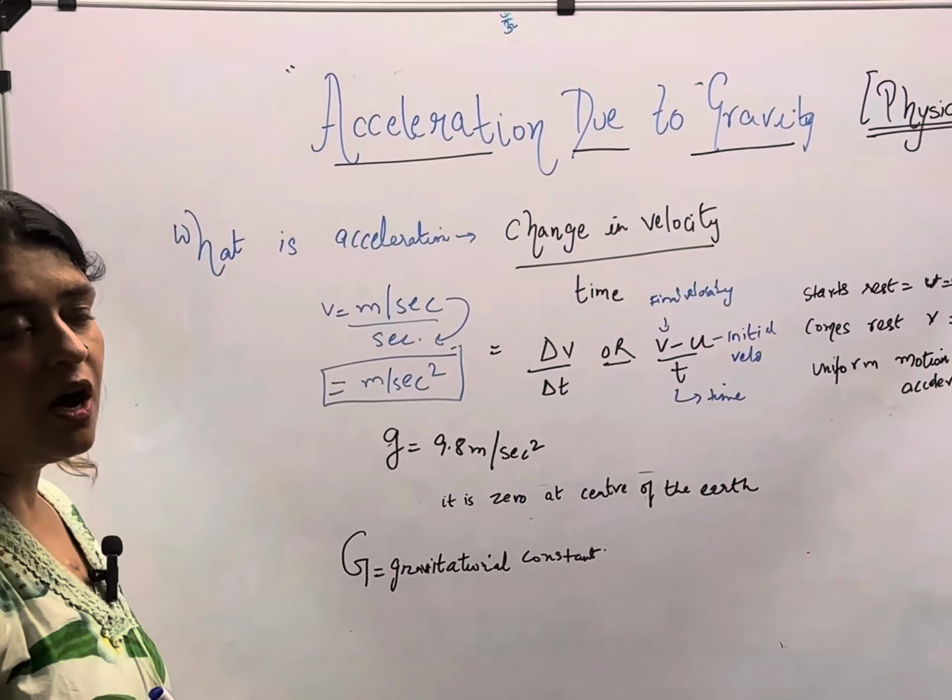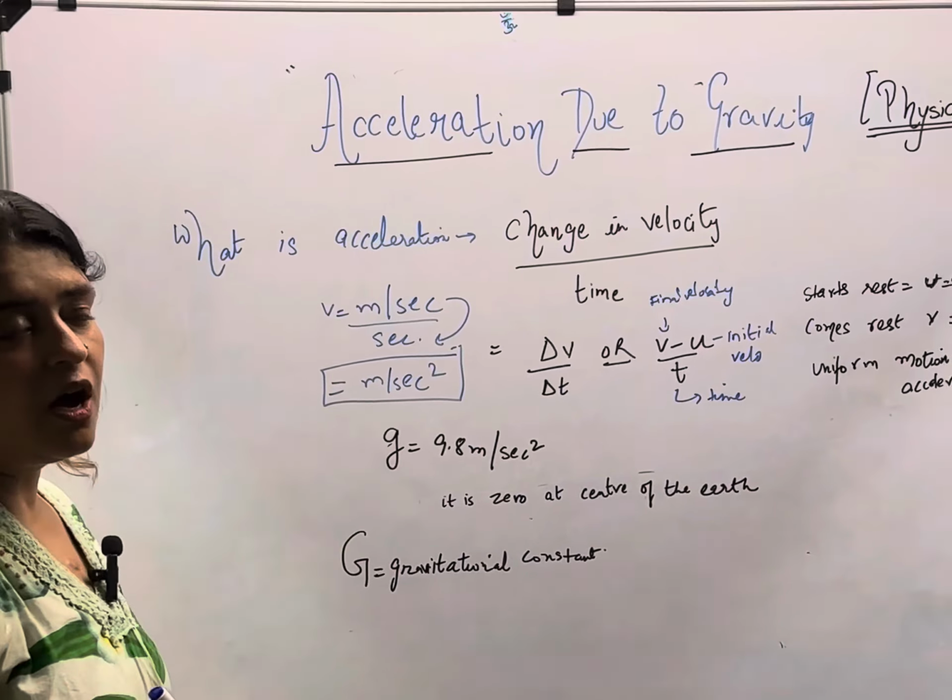One more simple tip, students, I had to share with you. Whenever any body starts from rest, its initial velocity is 0. Whenever any body comes to rest, final velocity is 0. And if the body is moving uniformly at a constant speed, then the acceleration is 0. So these 3 points will help you in solving your questions for equations of motion.